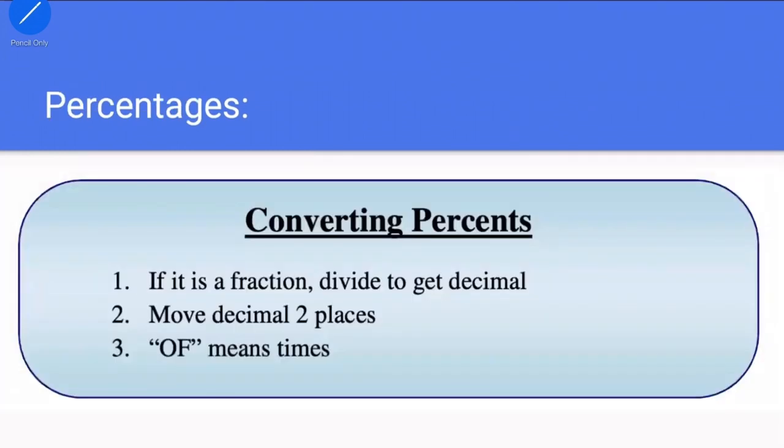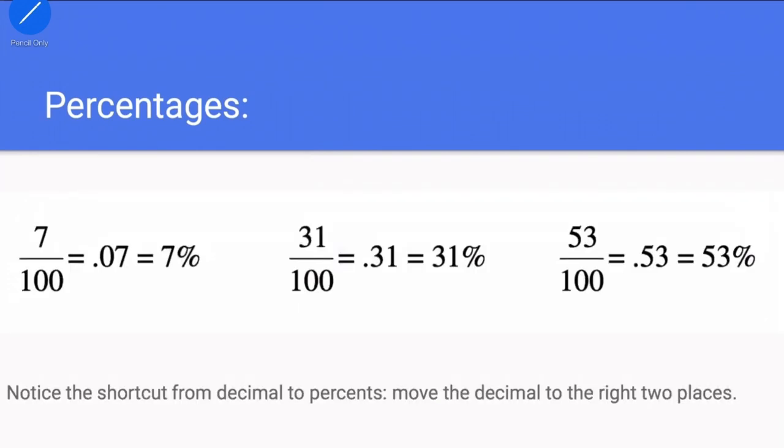Percentages. Okay, converting percentages. If it's a fraction, divide to get a decimal, move 2 decimal places, and of means times, which is multiplication. Okay, so now we're going into some percentages. On the bottom, notice the shortcut from decimal to percentage: move the decimal to the right 2 places. So first we're going to go into 7 divided by 100, 0.07. That's going to equal 7%. You move the decimal over 2 places, and yeah, 7%.